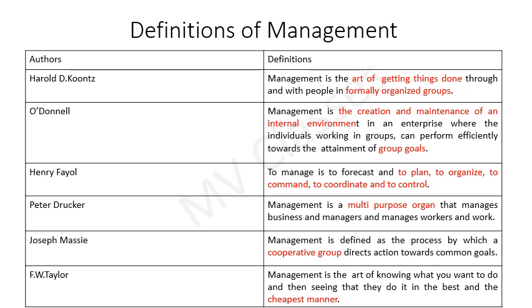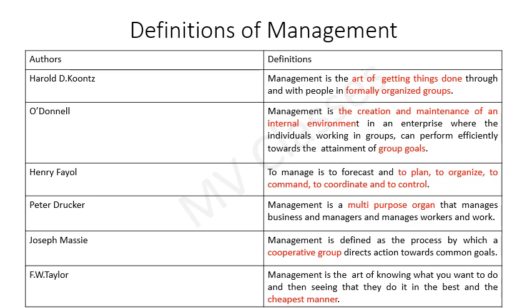The next one is Peter Drucker. He said that management is a multi-purpose organ that manages business and manages workers and work. He is talking about a multi-purpose organ, meaning every manager has to perform various activities. He has to set the objectives, increase productivity, organize, and manage all the things. What are the social impacts and responsibilities, and how to motivate them, because different employees have different objectives and goals. How to coordinate all the things, or integrate the people to the organizational goal. So it is a multi-purpose organ.